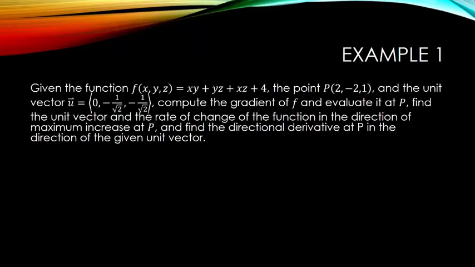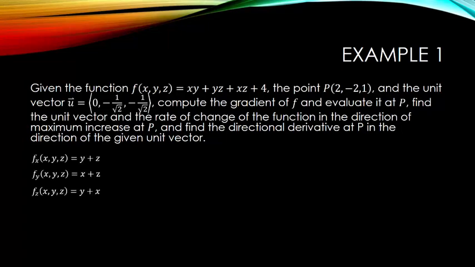So let's work an example. If I'm given a function f of x, y, z equals xy plus yz plus xz plus 4, the point P with coordinates (2, -2, 1), and the unit vector u specified by components 0, -1 over square root of 2, and -1 over square root of 2, we want to use these to compute the gradient of f, evaluate the gradient at P, and find the unit vector and the rate of change of the function in the direction of maximum increase at P. And then we want to find the directional derivative at P in the direction of the given unit vector.